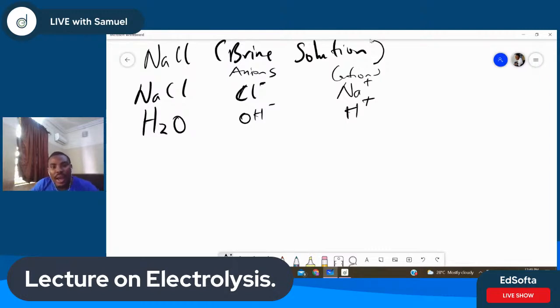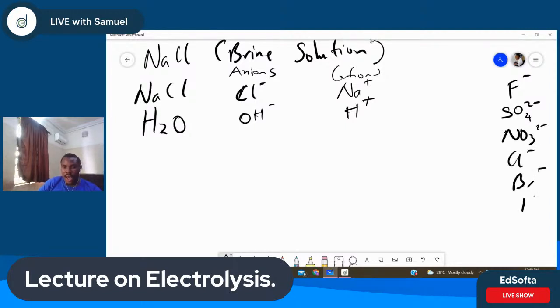Just as we have an electrochemical series for the cations, we also have an electrochemical series for the anions. So we have fluorine, which is the highest, SO4 2 minus, NO3 minus, Cl minus, Br minus, I minus, and OH minus. So now we want to know who is going to be discharged between these. For this electrolysis, we'll be using a platinum or carbon cathode, and a carbon anode.